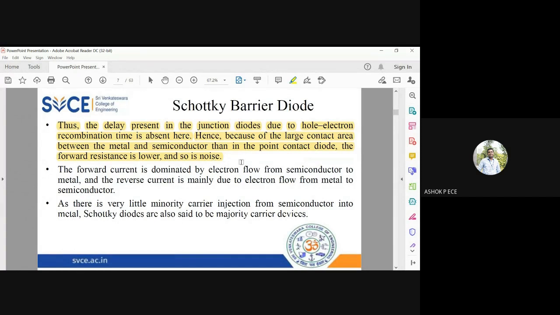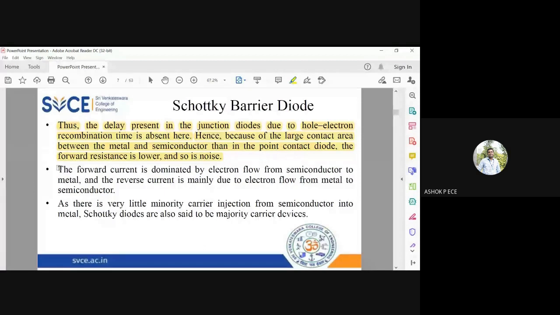Already this is a unipolar device, so noise is already divided by 2. It is half of the noise, because when you have a bipolar device, you will have noise due to electrons plus noise due to holes. When you have a unipolar device, you will have only noise due to electrons or noise due to holes. So that 50% of noise is getting reduced. And even in that 50% noise, you have a further reduction because the forward resistance is lower, because you have a larger area of contact between the metal and the semiconductor junction.